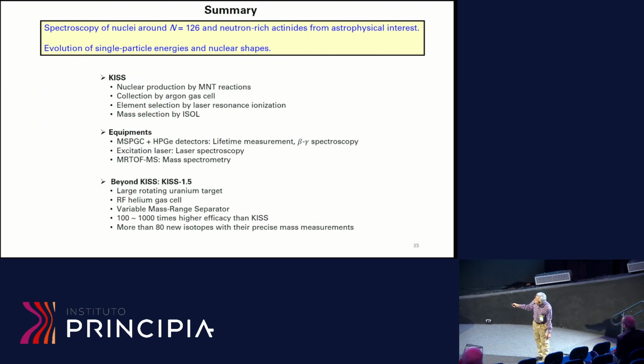So we are now proceeding with the upgrade to KISS 1.5 for 100 times higher efficiency than KISS, and we aim to find 80 new isotopes in the actinide region. Thank you very much.